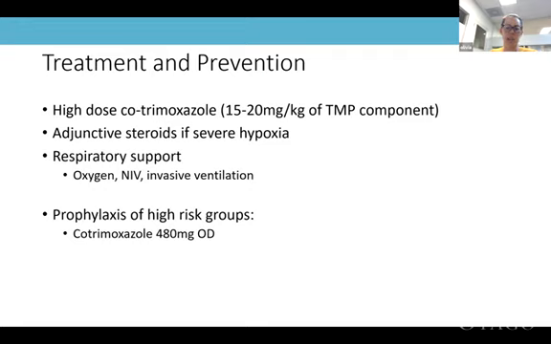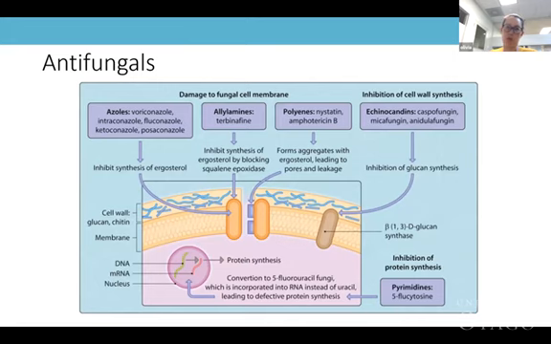And then to try and actually prevent it happening in the first place, we do give prophylaxis to high-risk groups with low-dose once-a-day cotrimoxazole. There are certain risk groups who are at high risk, who you would routinely put on cotrimoxazole prophylaxis.